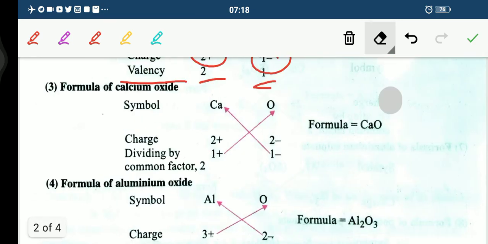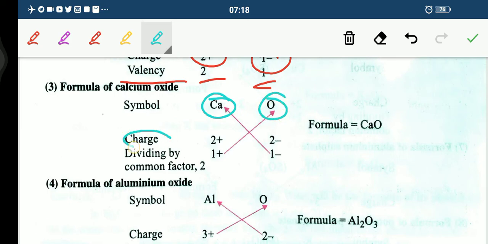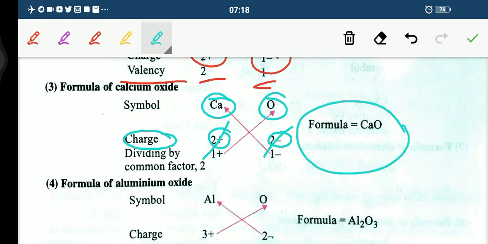Similarly, what about calcium oxide? You can see Ca is for calcium, O is for oxide. What is the charge on calcium? That is +2, and on oxygen it is -2. So dividing by common factor 2, what we get? 2 ones are 2, 2 ones are 2. Okay, simply multiply it now, crisscross it, CaO, calcium oxide.